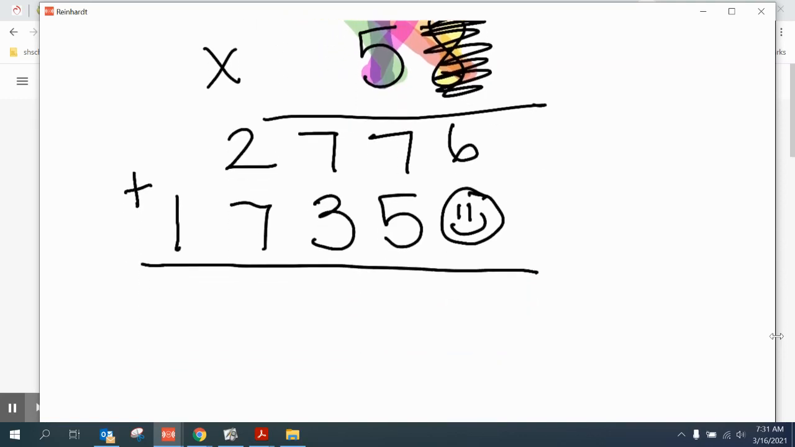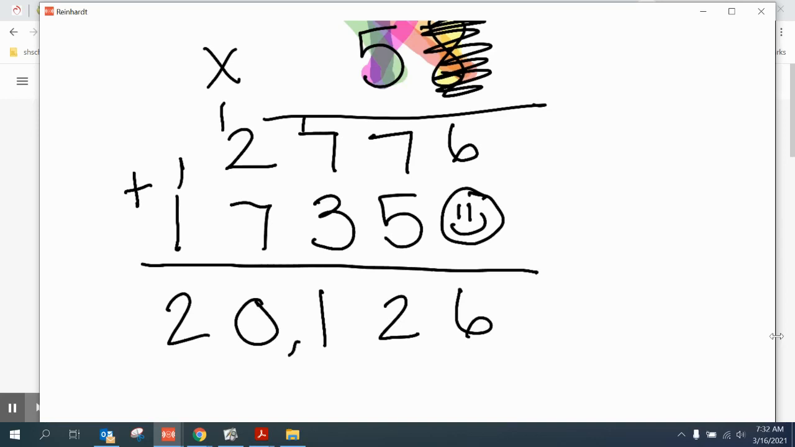So I now have 2,776, and I'm adding 17,350. 6 plus 0 is 6. 5 plus 7 is 12. I'm going to carry my 1. 7 plus 3 is 10, plus 1 is 11. Again, carry my 1. 7 plus 2 is 9, plus 1 is 10. Carry my 1. 1 plus 1 is 2. Add my comma. Whenever you multiply at a minimum 2 digits by 2 digits, you need to have the 0 in here.